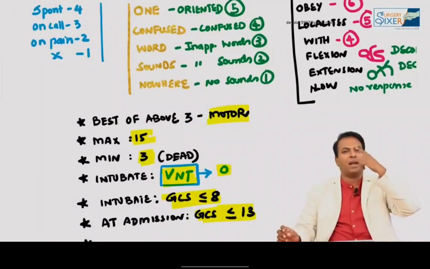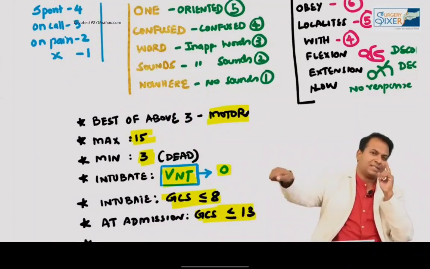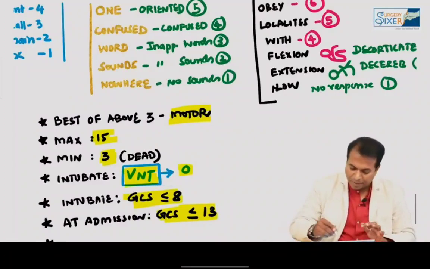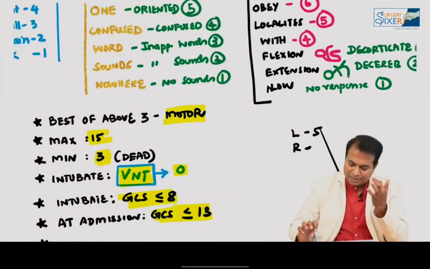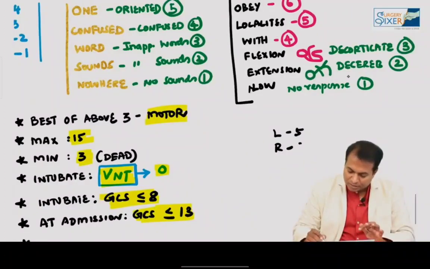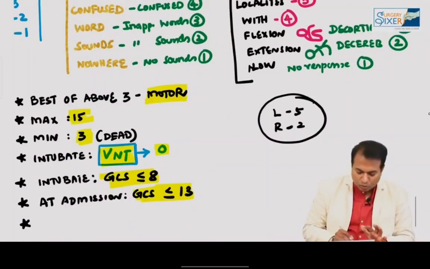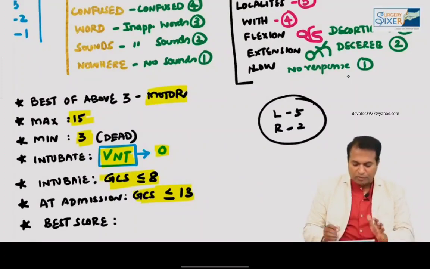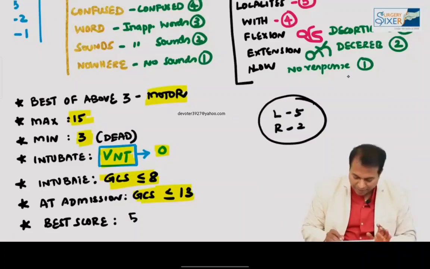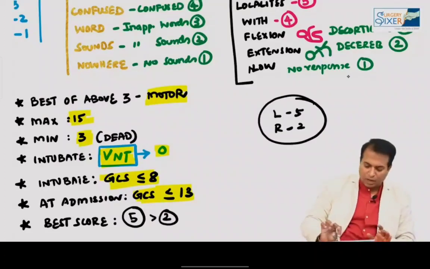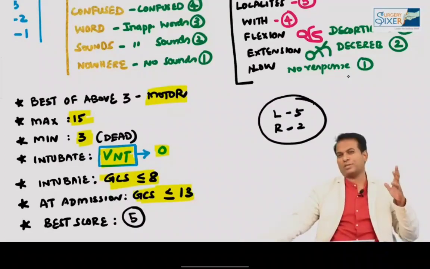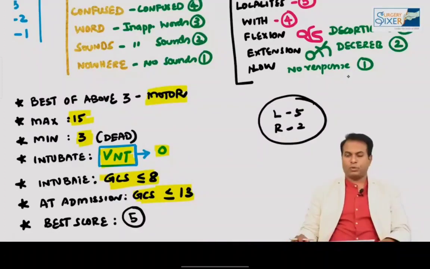And the last point is, in motor, let me show you 2 responses. With this hand I can localize the pain, but this hand is in extension like this. Localizing the pain and extension: which score will you take? For example, my left limb score is 5, and the right limb, in extension rigidity, is 2. Which score will I take? I should take the best score. If there are 2 different scores in 2 different limbs, take the best score. So I will take 5, which is better than 2.